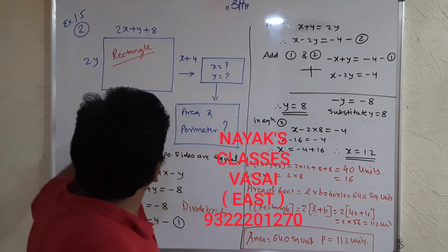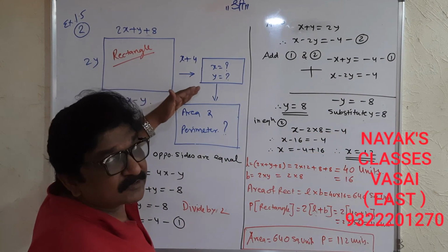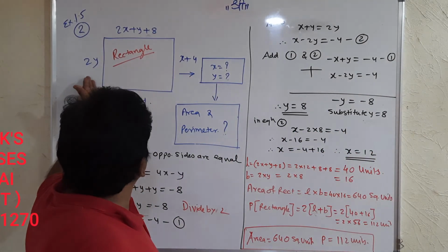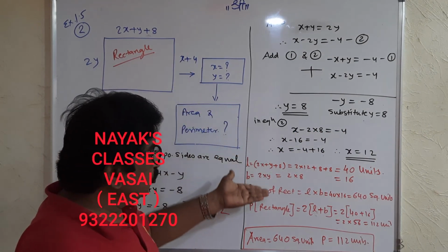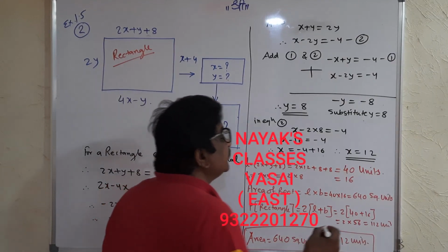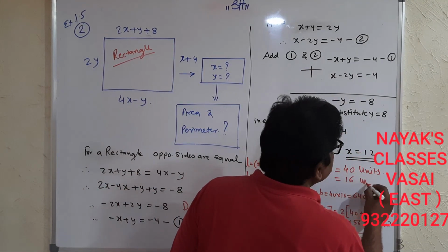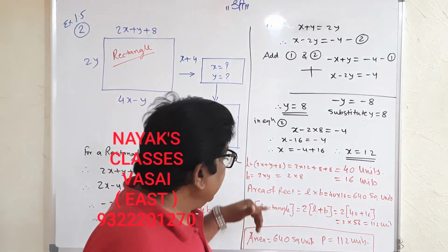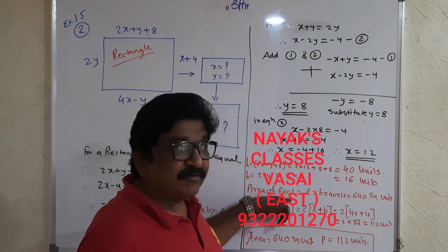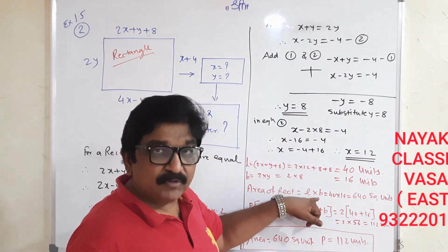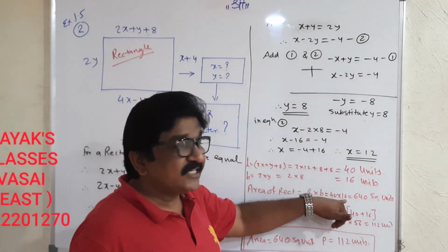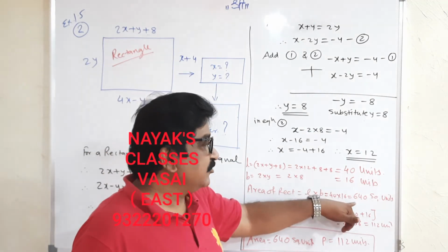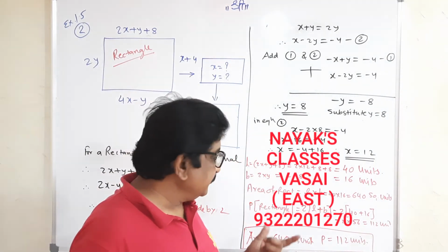Breadth is 2y, or x plus 4. I have taken 2y, so 2 into 8, 16 units. And now the formula. Area of a rectangle is equal to length into breadth, which is 40 into 16, equal to 640 square units.